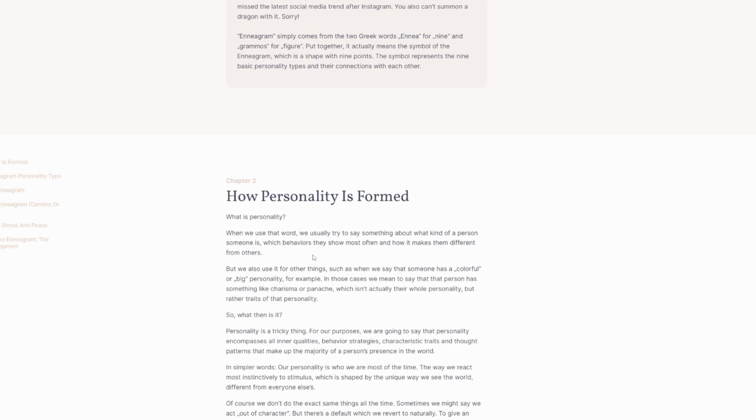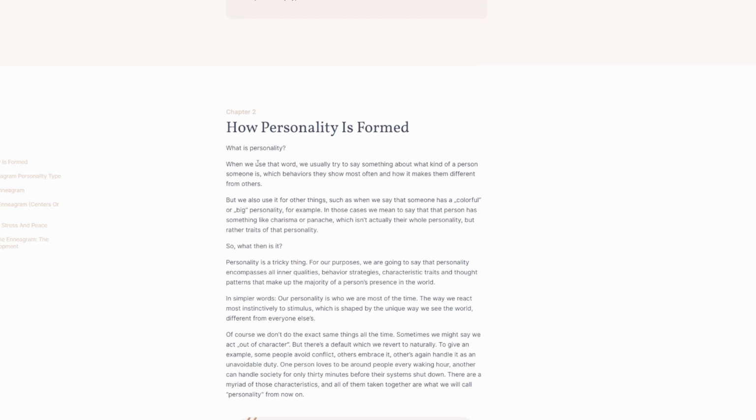What is personality? That is a good question. What kind of person someone is, which behaviors they show, how it makes them different from others. That's how I would put it. Basically, I'm glazing over this because this is a lot to read. I am reading it. It's just I don't have much commentary over what I'm reading. Don't want to get bored watching myself in this video.